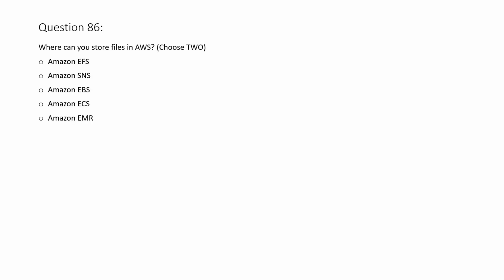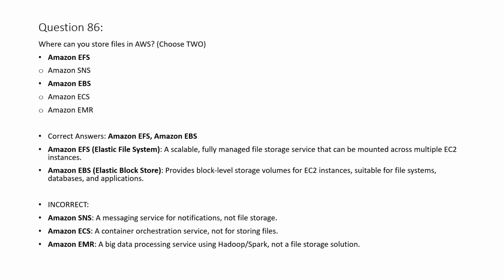Question number 86. Where can you store files in AWS? We need to choose two options. There are multiple ways to store files in AWS. Options are Amazon EFS, Amazon SNS, Amazon EBS, Amazon ECS, Amazon EMR. So the correct answers are Amazon EFS and EBS. EFS stands for Elastic File System, which stores data in the form of files. EBS is block storage, which stores large volumes for EC2 instances.